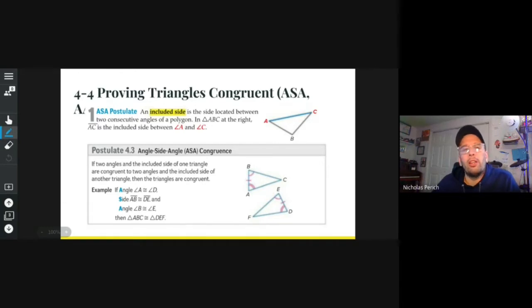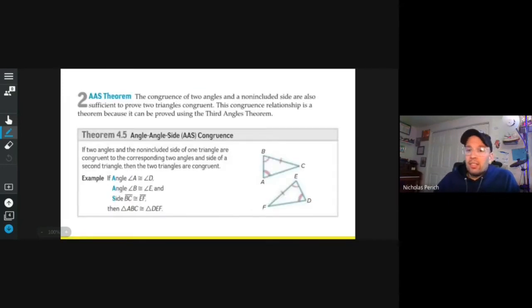That introduces the phrase included side. The other day we introduced the phrase included angle, and an included angle or included side means the angle or side in between the two things that you really care about. We have AAS. If two angles and a non-included side are the same, then the two triangles are also congruent.